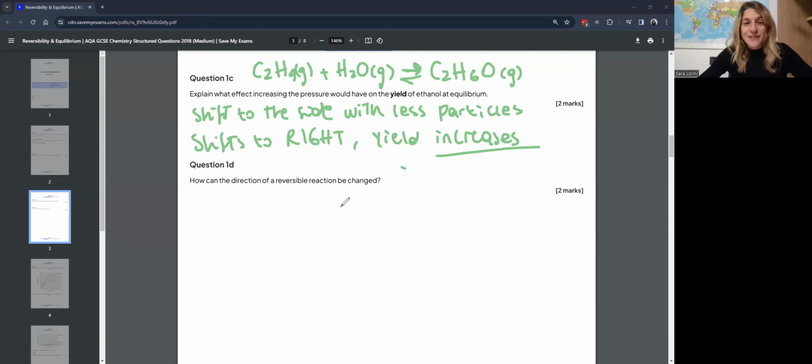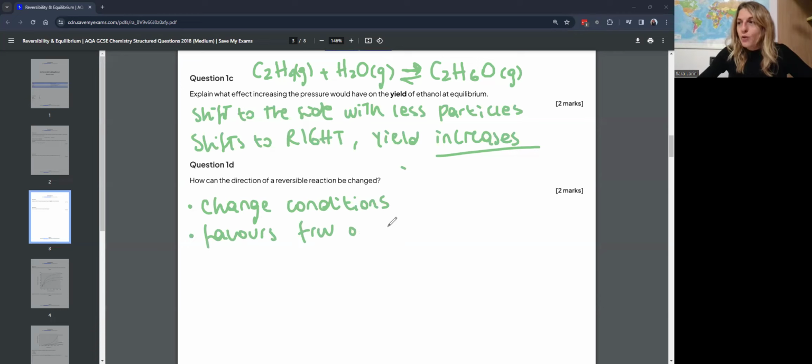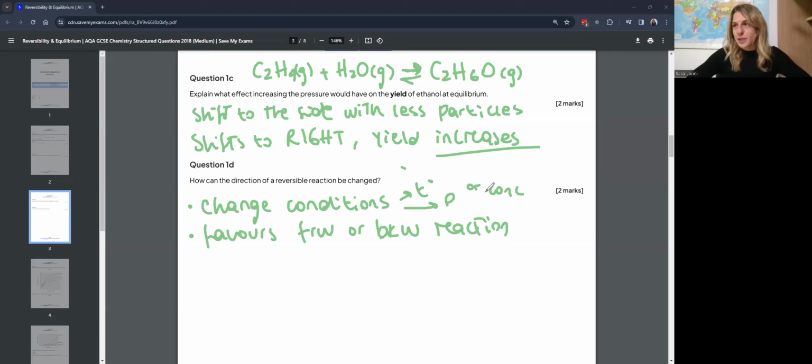If you're ready, it's very simple because it's all we talked about today: the reaction is reversible because if we change conditions, that favors either the forward or the backward reaction. And the conditions could be the temperature, the pressure, or the change in concentration. So, all of the factors that affect the equilibrium.